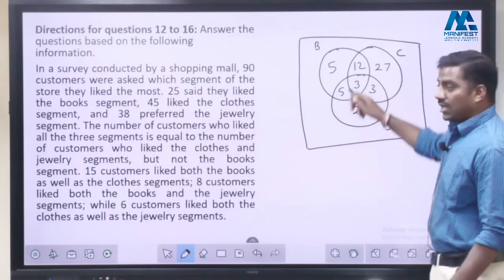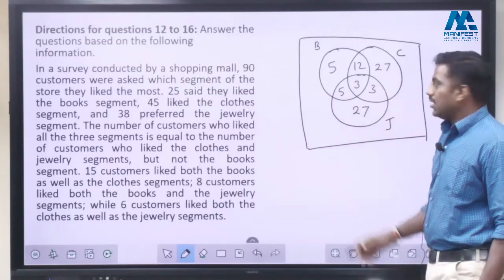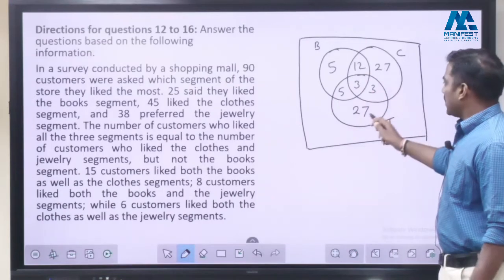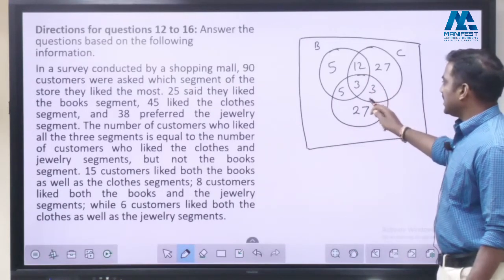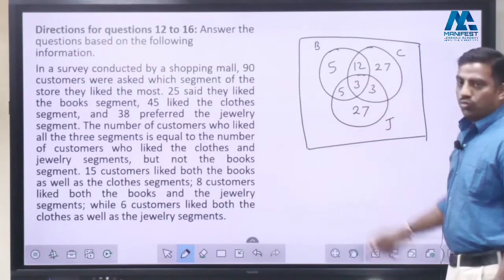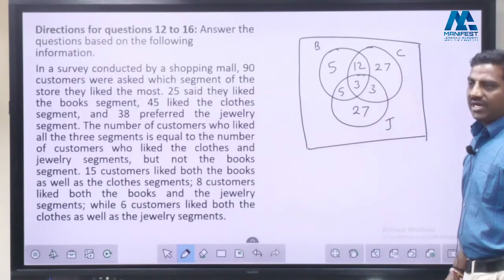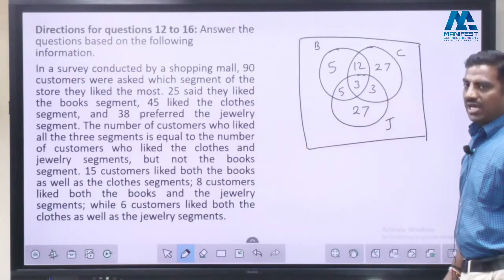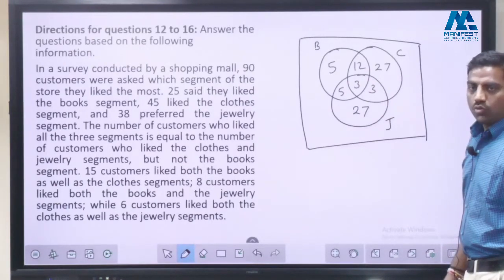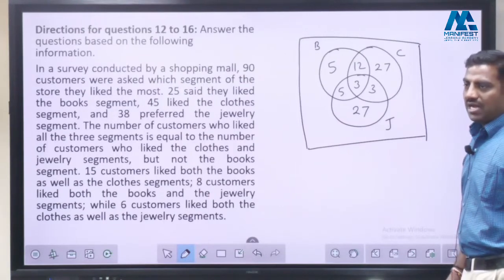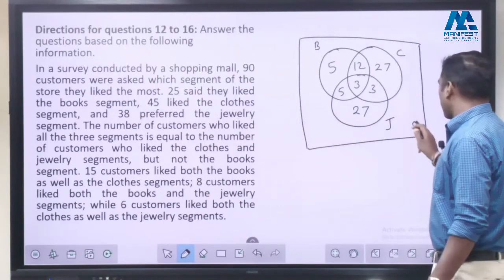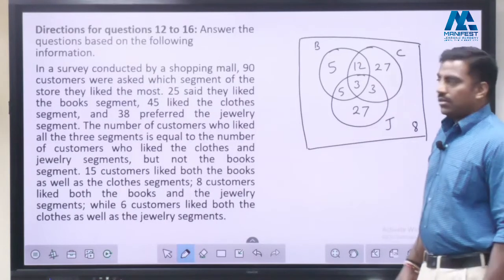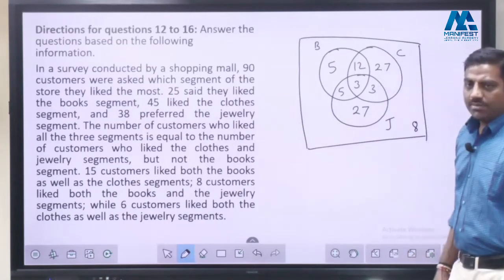Now count all. Our job is not yet done. 27 plus 27, 54, plus 6, 60, 70, 82. How many are surveyed? 90. We have only the count of 82. So how many are remaining? 8. Now we are done with the diagram.